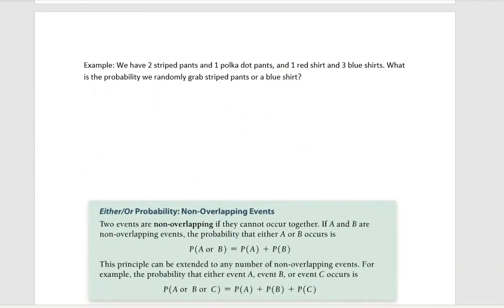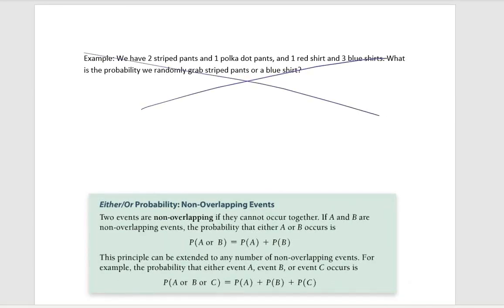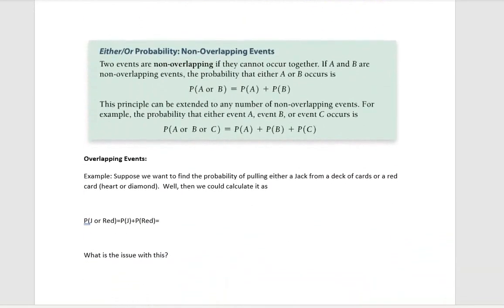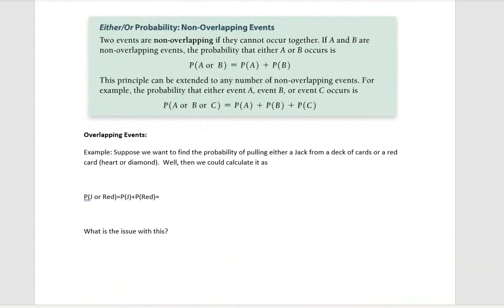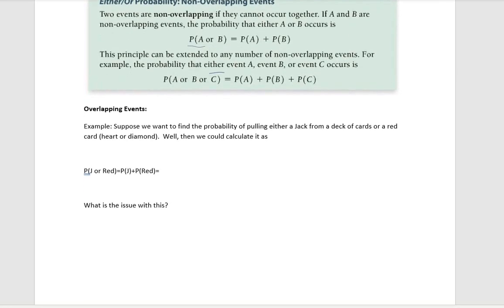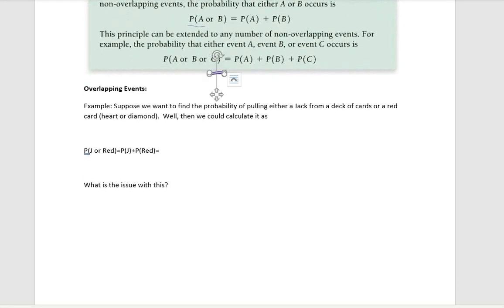All right. So we are just going to go ahead and skip this example. But if you have overlapping events, what you can think of is you can think that you're going to add the probability of one plus the probability of the other. Now, it gets a little bit more complicated if you start looking at events that do overlap.